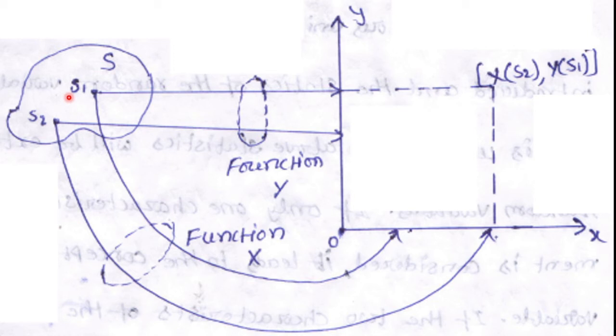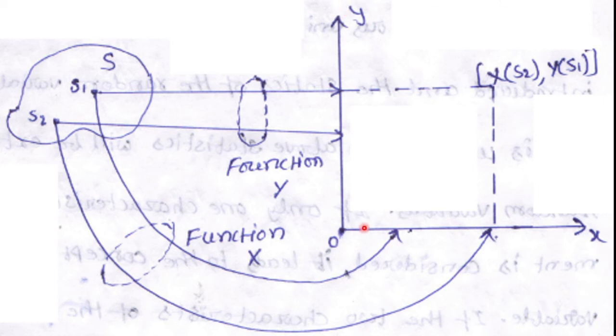Consider a sample space capital S and let capital X and capital Y be two random variables on this sample space. Let the specific values of capital X and capital Y be denoted by small x and small y respectively. Then any ordered pair of numbers x comma y is considered to be a random point in the xy plane. This random point may be taken as a specific value of a random vector.